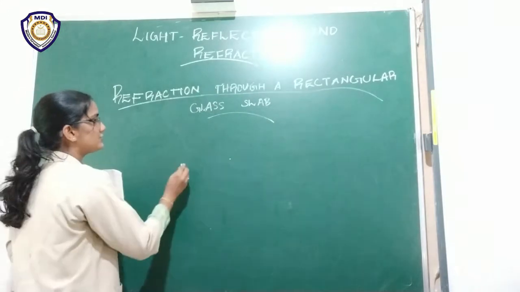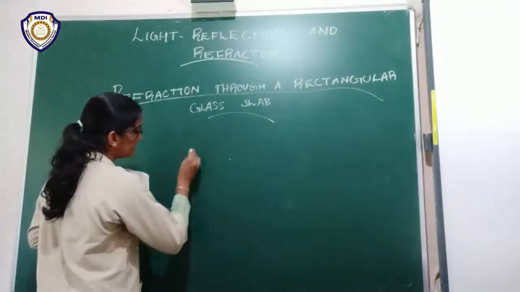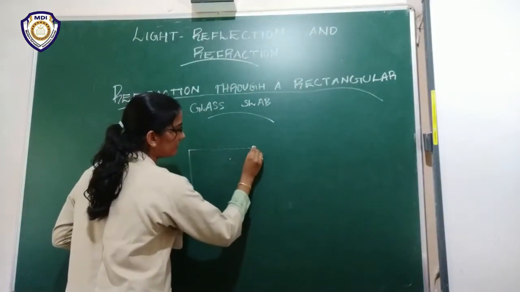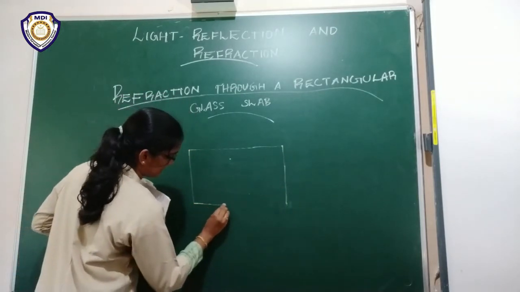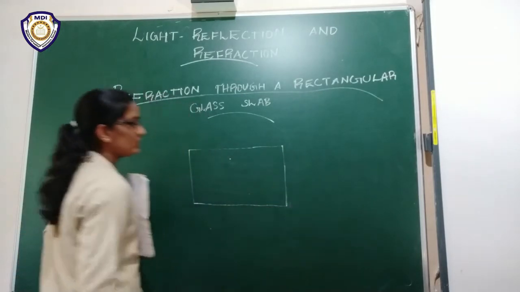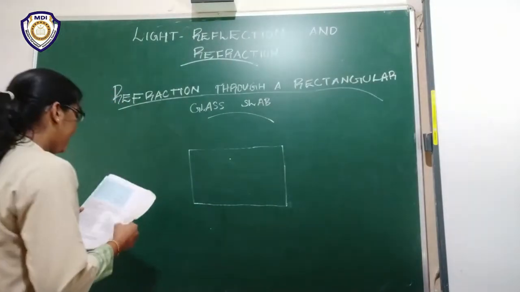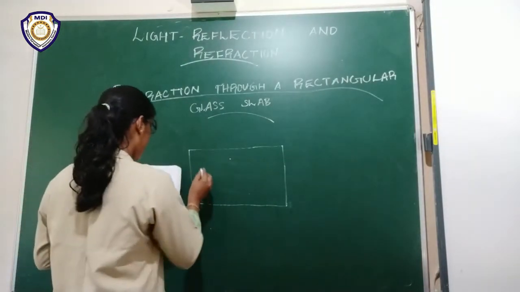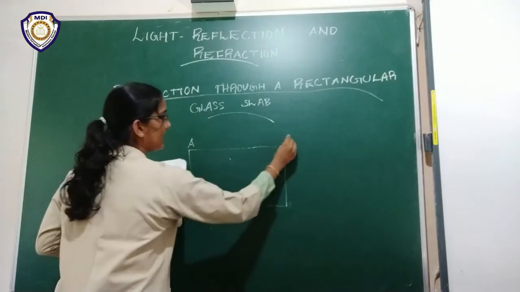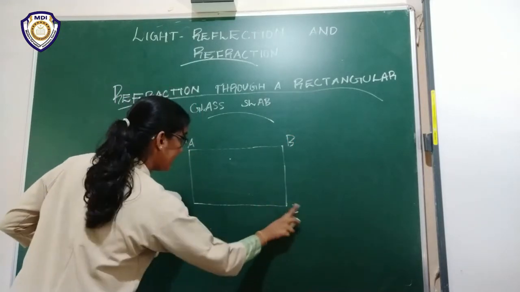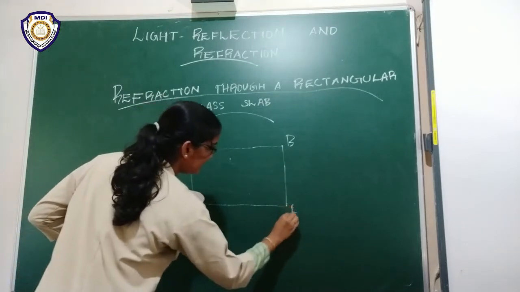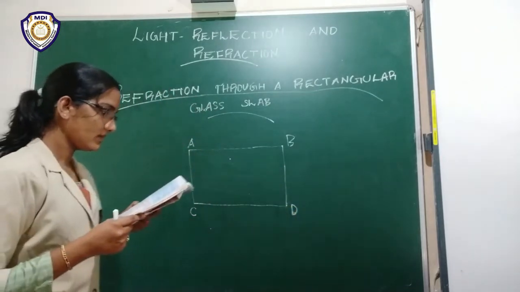I will draw this on our board. Consider this a rectangular slab, named A, B, C, and D.